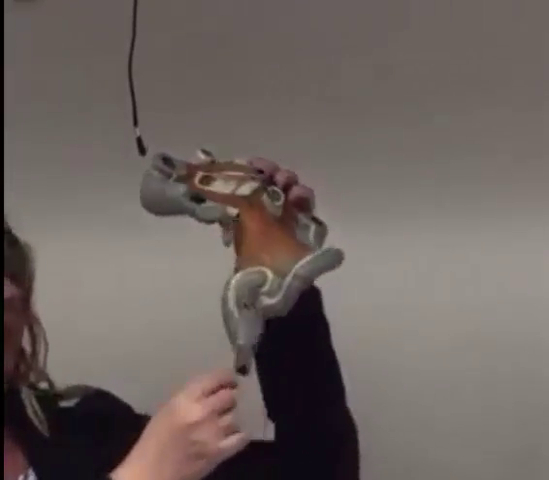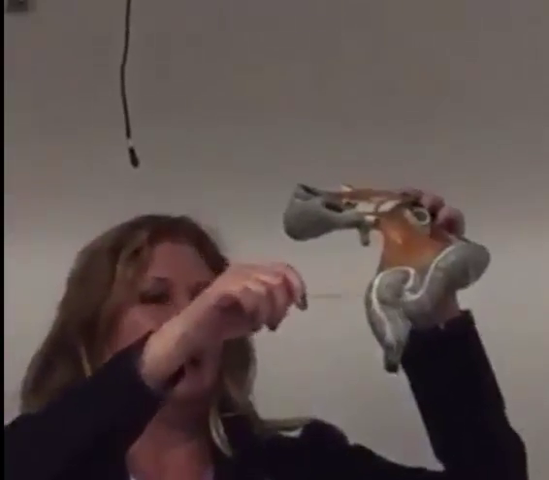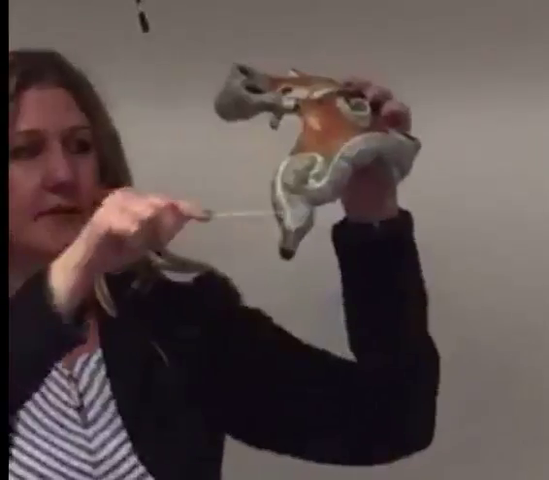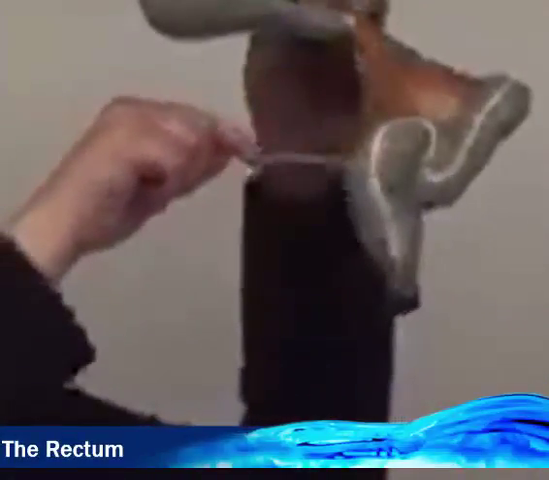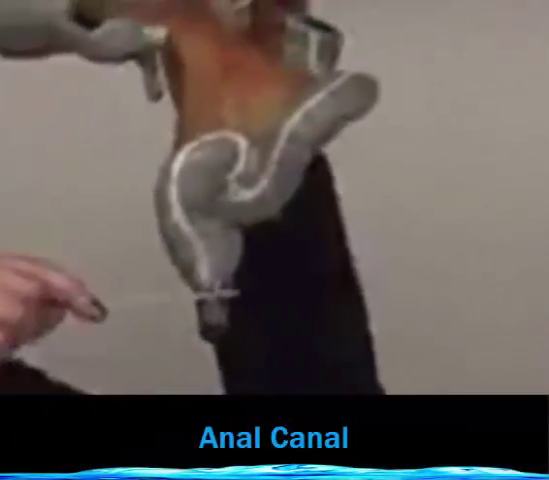Around here, it's off at an angle, but it's still straight. From here to here, that is your rectum. It's where the colon basically straightens out and is not turning anymore. This brown part here is the anal canal.